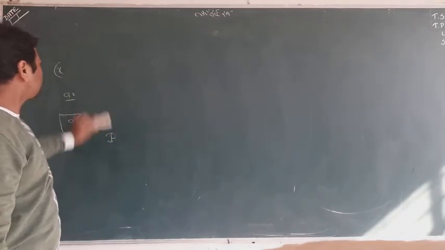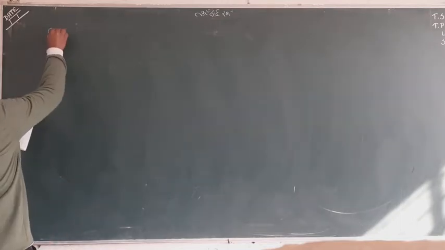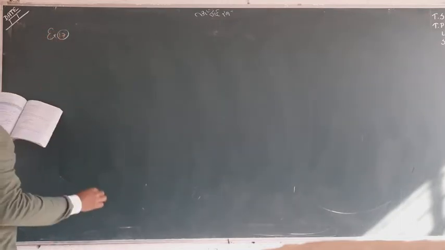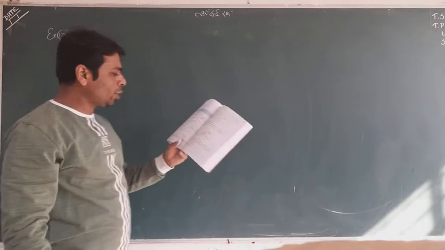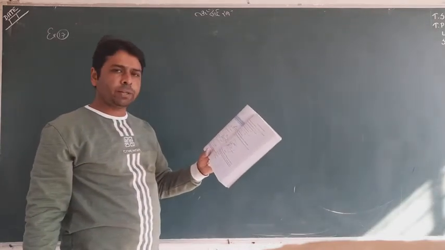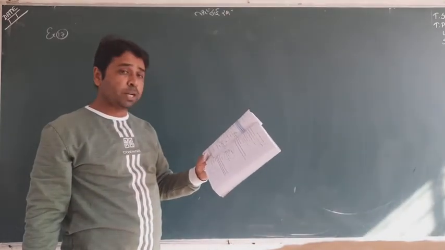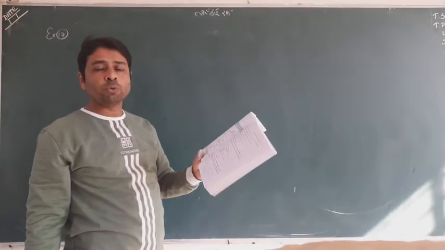I would raise one example from the book. Example number 17. Find the vector and Cartesian equation of the plane passing through the point (5, 2, -4) and perpendicular to the line whose ratios are 2, 3, -1.